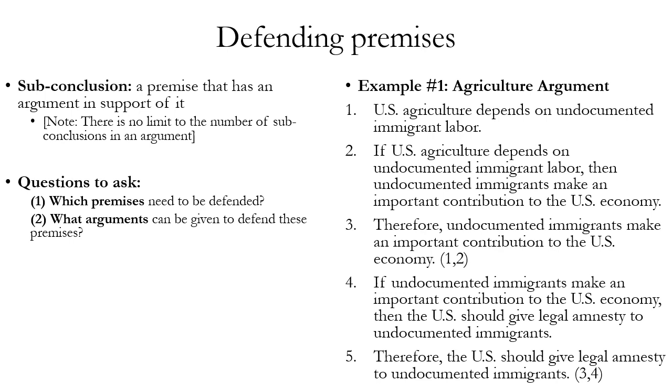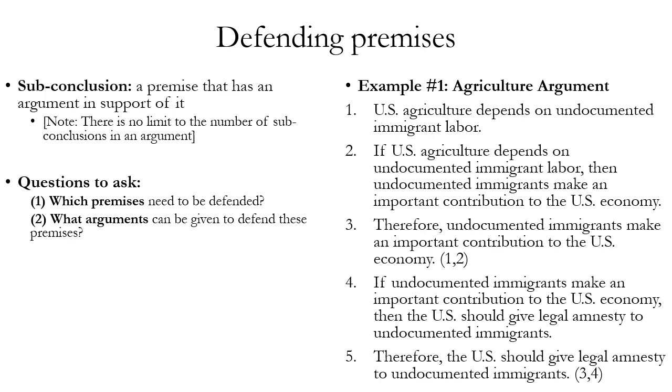So let's look at the undefended premises of this argument and see if they require additional argumentation. Those were lines 1, 2, and 4. Line 1, U.S. agriculture depends on undocumented immigrant labor. If someone doesn't already believe the conclusion, the U.S. should give legal amnesty to undocumented immigrants, there's a fair chance they will not believe that premise. So that's something that probably requires defense. In order to defend that, you would probably want to cite data on the percentage of farm workers that are undocumented. And in fact, it's likely to be pretty high, which could help justify the claim that agriculture depends on that type of labor. But it's still an argument you would need to make.